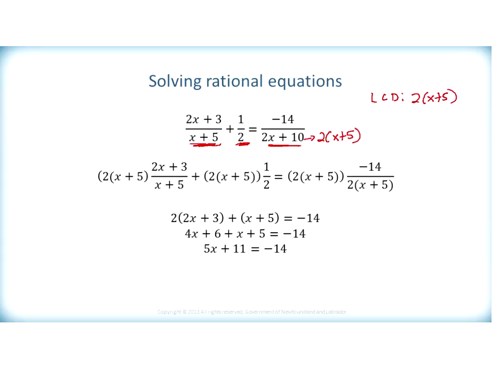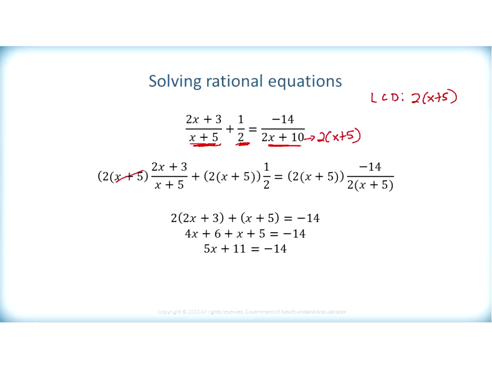So we multiply each term by the lowest common denominator. 1/2 times the lowest common denominator. And negative 14 over 2x plus 10 times the lowest common denominator. We're going to eliminate the fractions by canceling common factors.